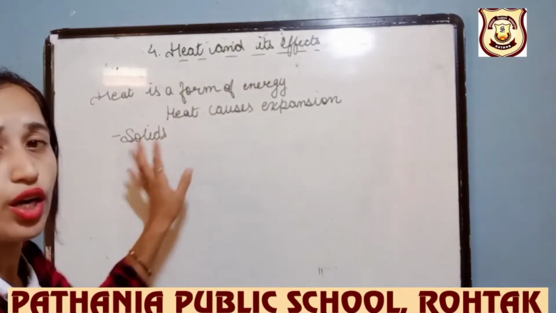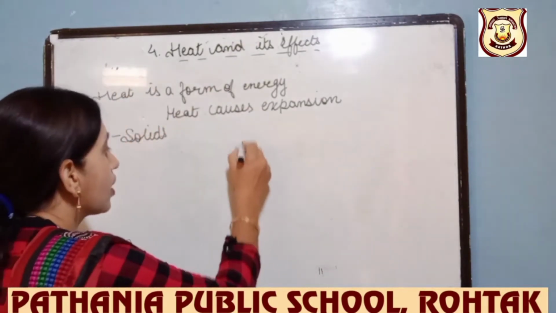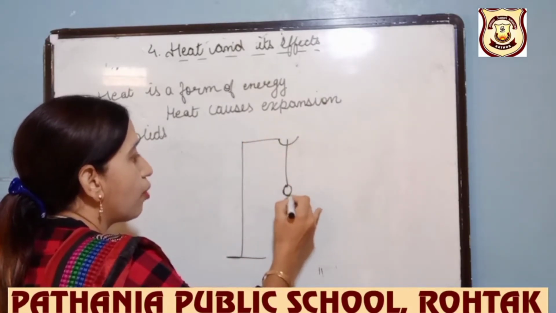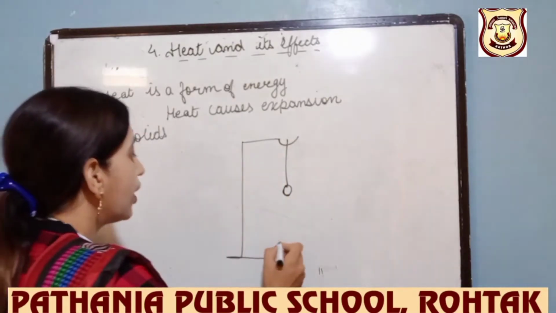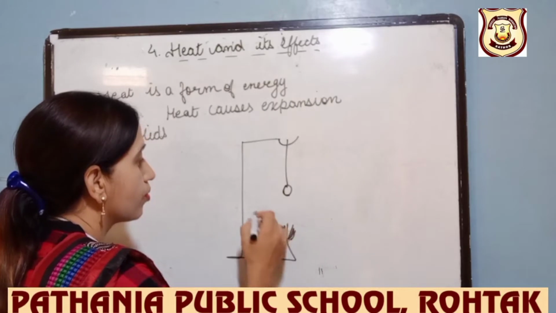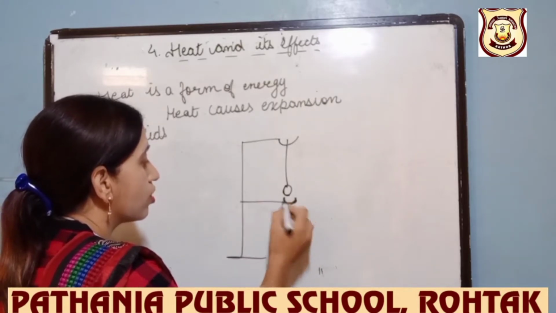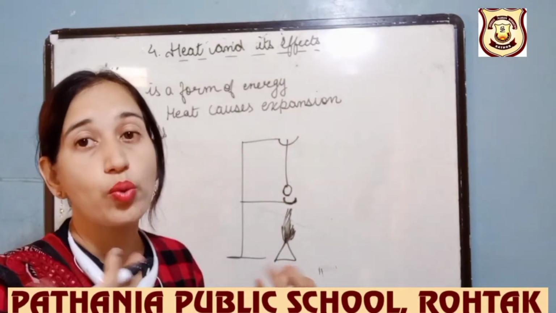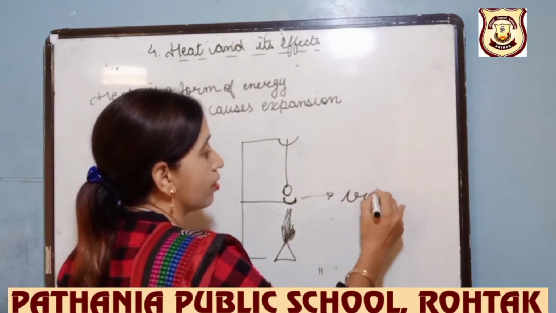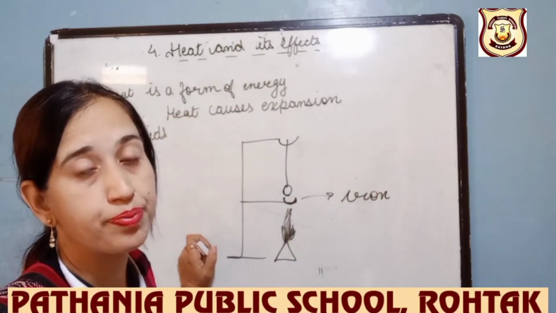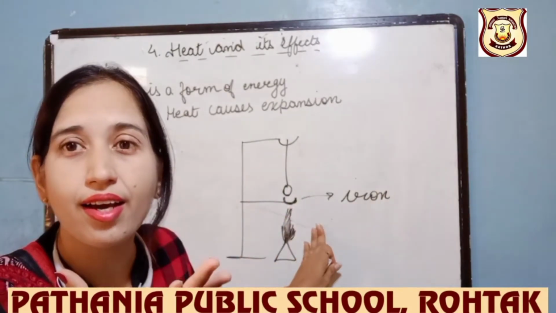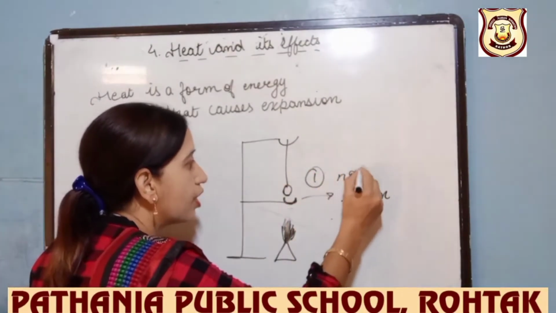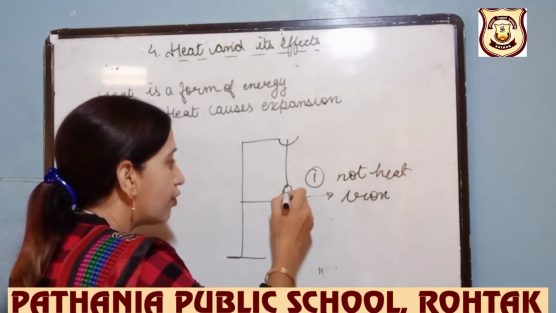So in case of solids, what will happen? There is an experiment given in your books. Take one iron ball, beta, and a gauze, and you heat it vigorously. The ball is made of iron. After some time, what will happen? This ball will expand. How can you say it will expand? Firstly, when you are not heating it, it will pass through the gauze.